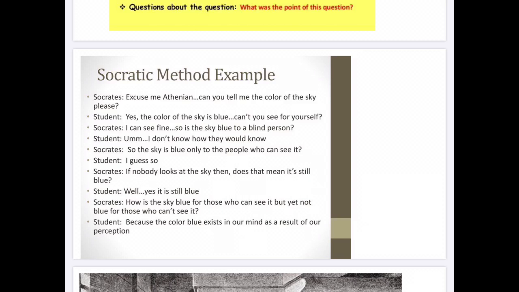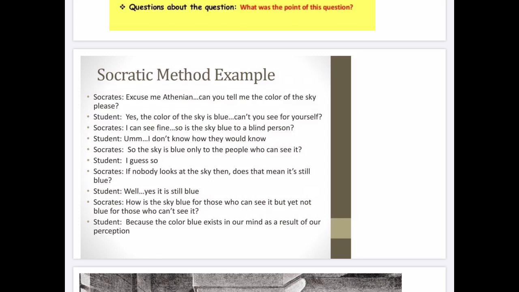So that last statement that the student makes is what Socrates was trying to get the student to understand in the beginning, that the color blue exists in our mind as a result of perception, and that the color blue is not a thing that exists outside of ourselves. It is only our perception of it that makes it so.